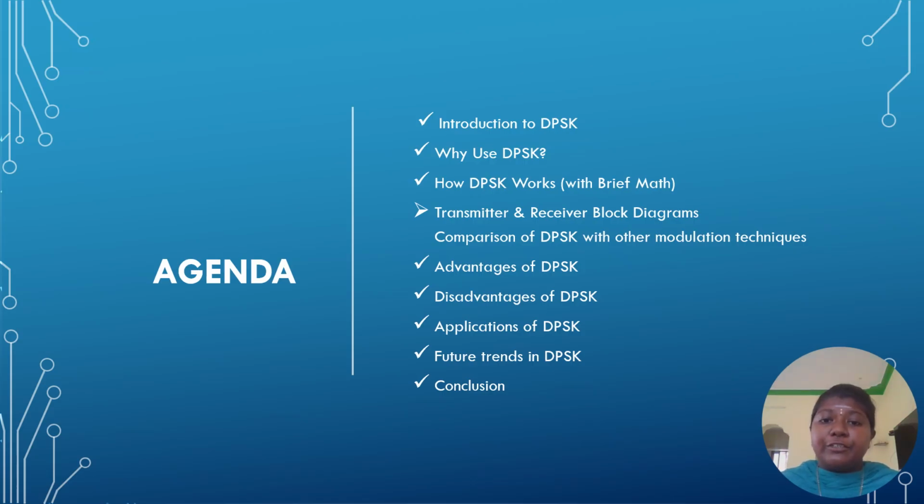First is the introduction to DPSK, and then why we use DPSK and how DPSK works, and then the transmission and receiver block diagram, and comparison of DPSK with other modulation, the advantages of DPSK and disadvantages of DPSK, and then applications and future trends, and then the conclusion.